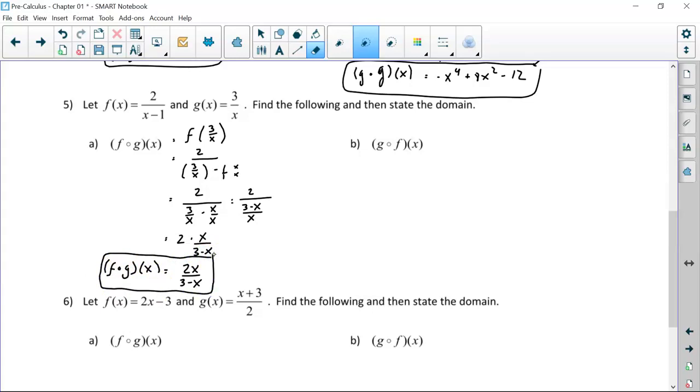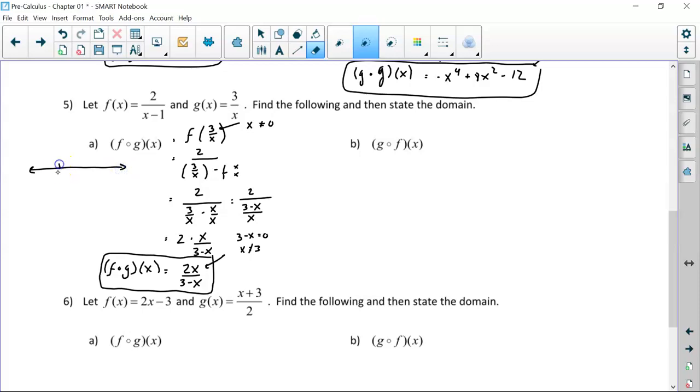Now we have to look at our domain. For our inner function, you can see it's 3 over x, so x cannot equal 0. So that's one restriction. If we look at our final function, we have 3 minus x. So set 3 minus x equal to 0. Add x to both sides, you get x equals 3. So x cannot equal 0 and x cannot equal 3. That's the only two numbers we can't have.